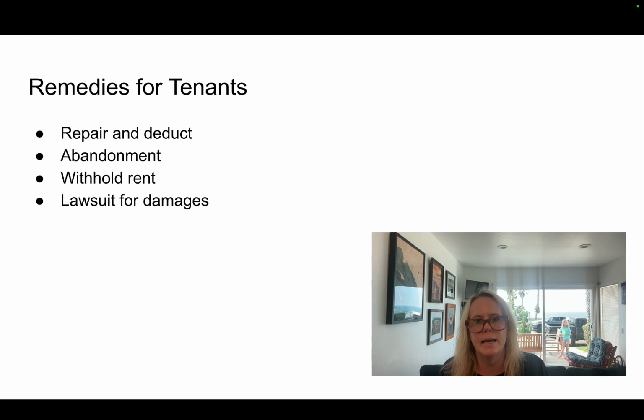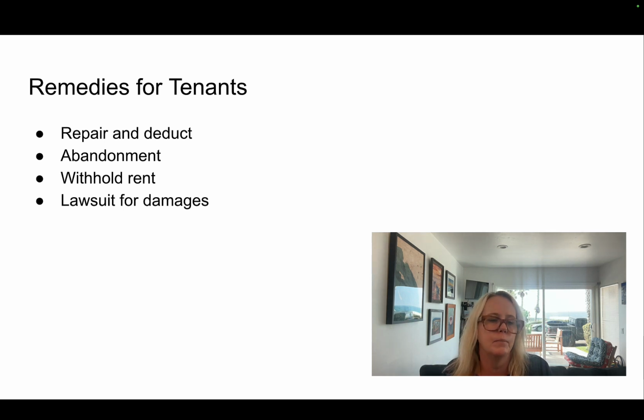If there is an issue that causes you to abandon the property for a set amount of time or for the duration of the lease, if it's a habitability issue and you can't stay there, then you have the right to leave, and your landlord has the responsibility to reimburse you for the time that you are away.